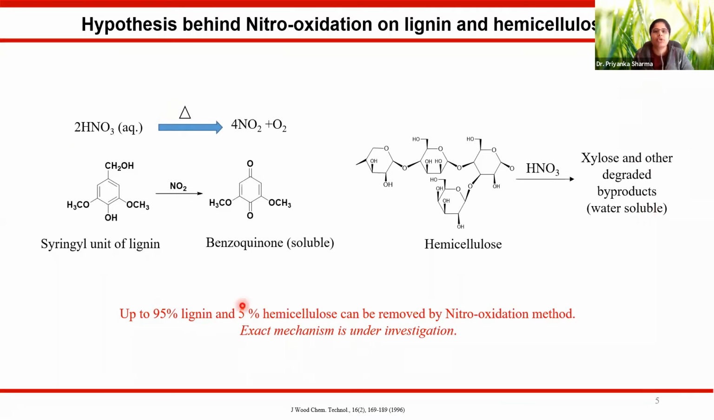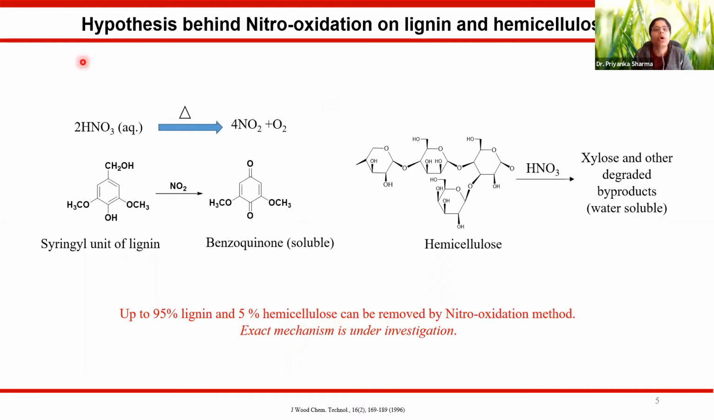After doing this study on 16 different biomass waste samples, we were able to find that this process is highly efficient and can remove up to 95% of lignin from any type of biomass, as well as 5% of hemicellulose.